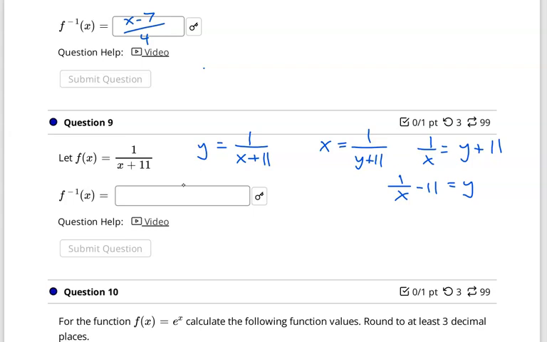You could say, wait a minute, I see the cross products are equal. I could say x times (y plus 11) equals 1. Divide by x: y plus 11 equals 1 over x. Subtract 11: y equals 1 over x minus 11. You end up getting the same answer. So the inverse is 1 over x minus 11.